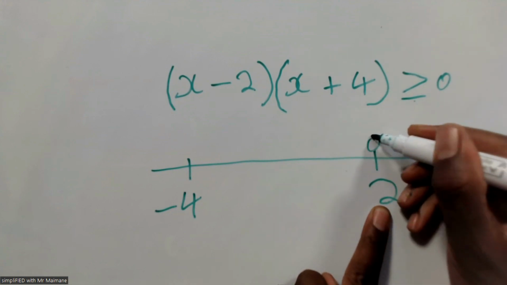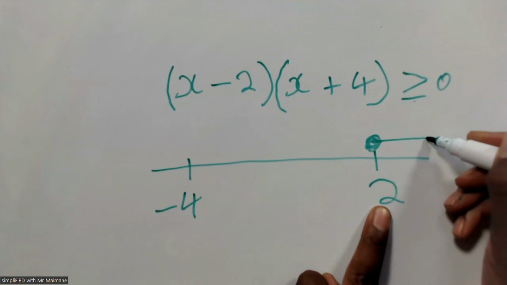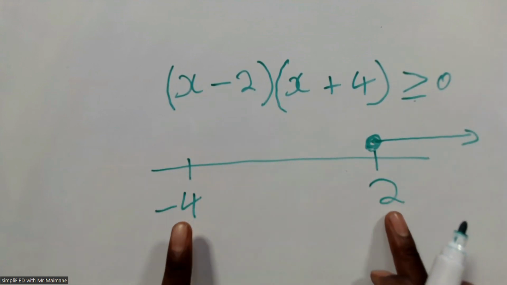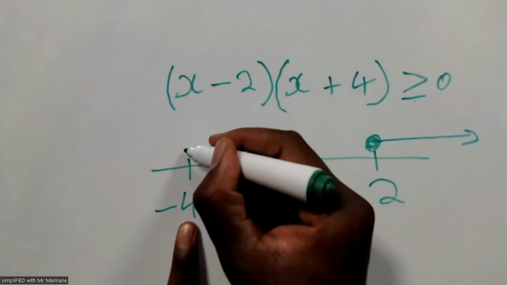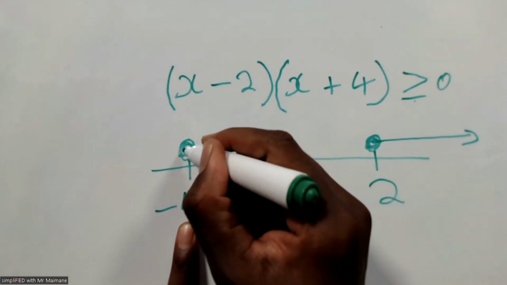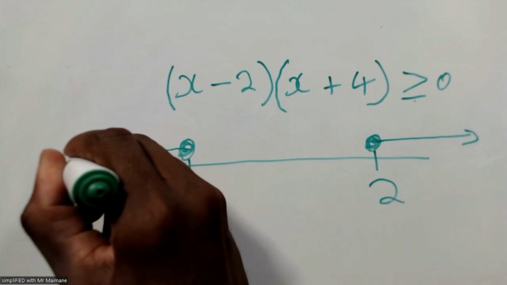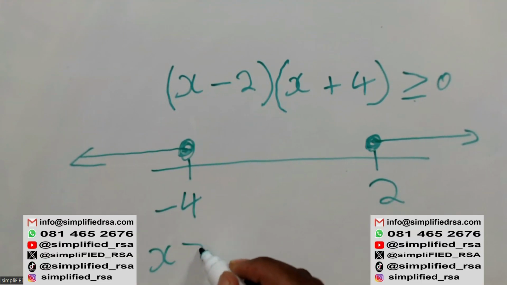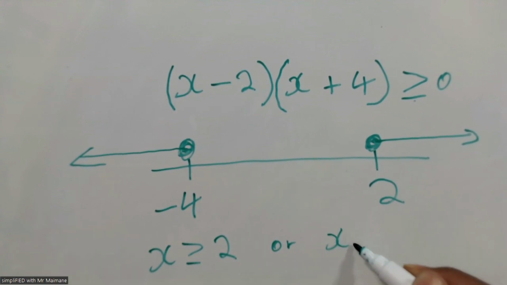It's going to go that side. I'm going to shade it, and then I'm going to show it goes that side. And then negative 4, which is lesser than 2, is the smaller number. It opposes the direction. So we're going to shade it like that, and then it opposes the direction and goes that way. Meaning our solution for this one will be x is greater or equals to 2, or x is less or equals to minus 4. This is our solution for this.